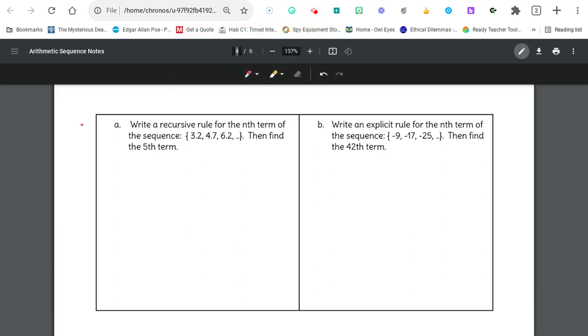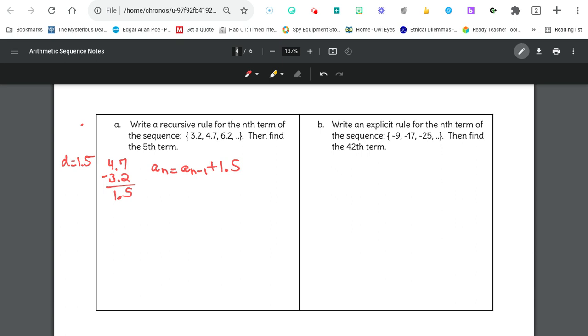Okay. For A, it says write a recursive rule for the nth term of the sequence. Then you're going to find the fifth term. So on C, the common difference between these is 1.5. So here D is 1.5. And for the recursive rule, it's just a sub n equals a sub n minus 1 plus 1.5. That's going to be your rule.